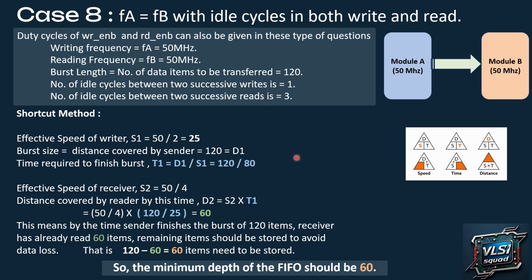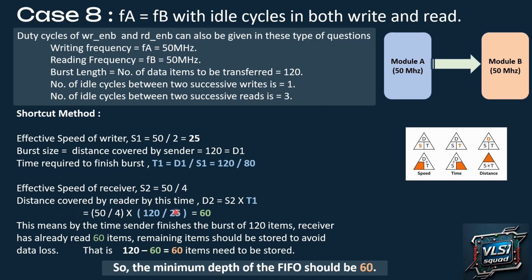So if we do this with our shortcut, the effective speed of the sender will be half. Distance to be covered is 120. Time to send all 120 data items will be distance by speed, that is 120 by 80. And the effective speed of the receiver, module B, is one fourth of the speed because of the idle cycle. So that will be 50 by 4.